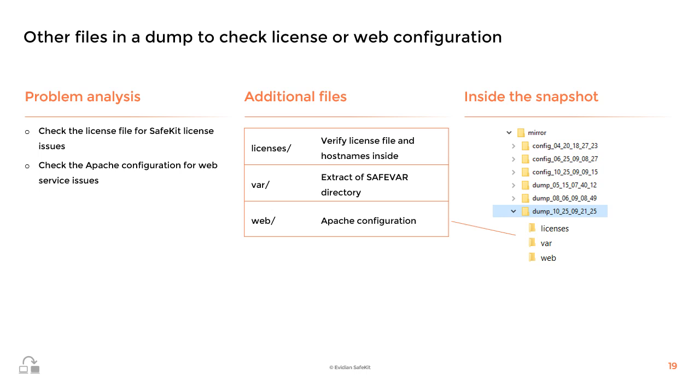This can be useful for resolving issues such as when the hostnames set inside the license key file do not match the hostnames of the nodes. The var subdirectory is a copy of the var directory of the node, including various runtime data. Lastly, the web directory contains the Apache configuration for the SafeKit web service, detailing how the web service is set up and managed. This can be useful for resolving issues with the SafeKit web service.